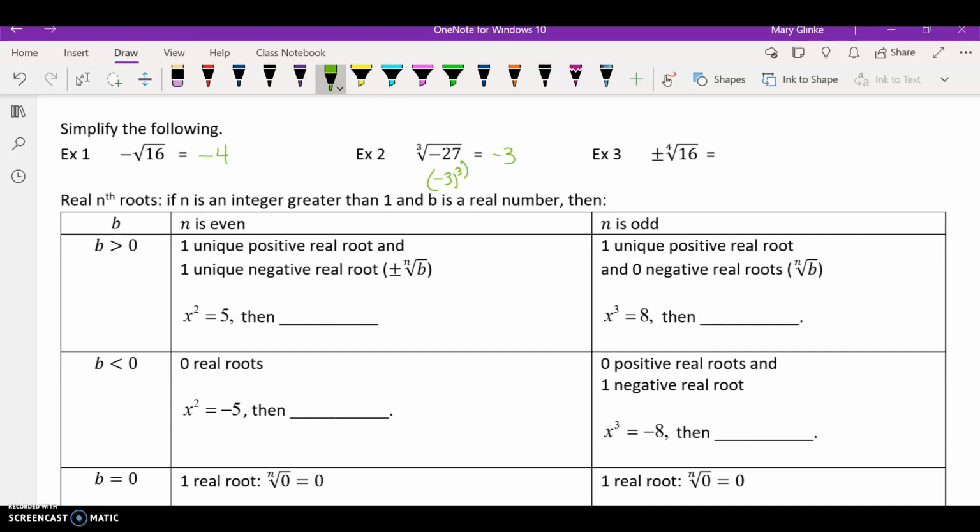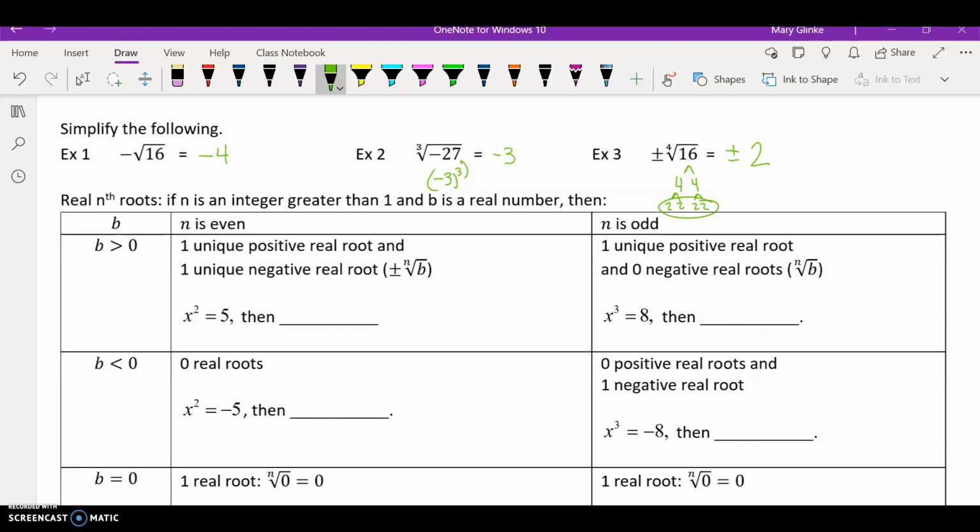You also can mess around with the plus or minus. So it's saying plus or minus, then take the fourth root of 16. So what you can do is break down 16 if you don't know it off the top of your head. And you're looking for a group of 4 within there. So this would be plus or minus 2, because 2 to the fourth is 16.